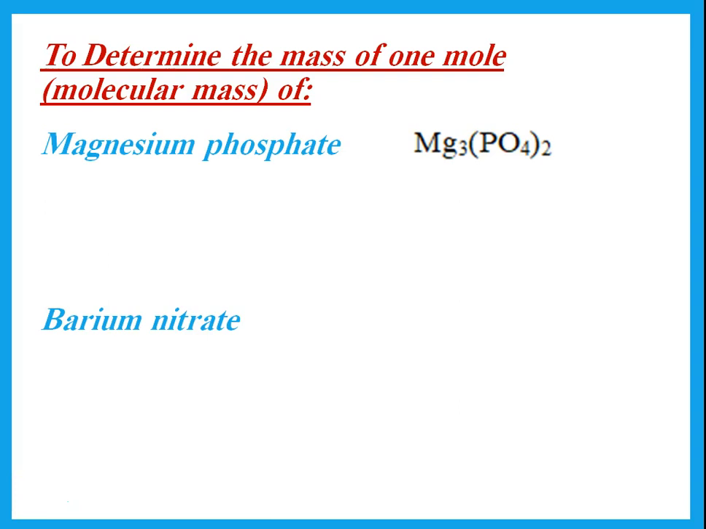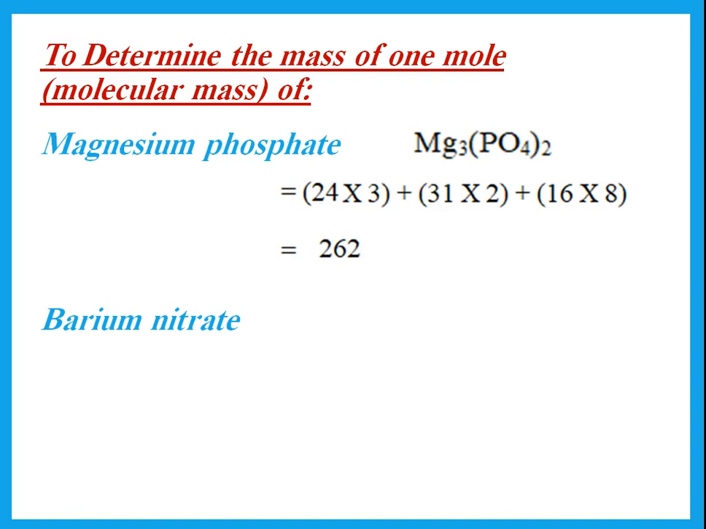To get the mass of 1 mole, we add the mass numbers of all of the atoms. So, for example, you look at the periodic table, what is the mass number of magnesium? It's 24. How many magnesiums do I have in that formula? I have 3 magnesiums, so it is 24 times 3, plus the next one. The next one is phosphorus. The mass number of phosphorus is 31. Now, how many phosphorus do we have? Can you see that we have 2 phosphorus?